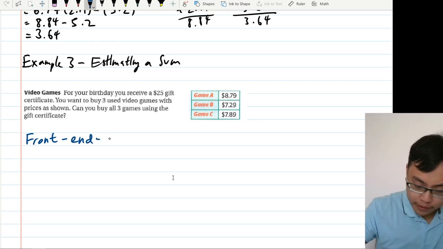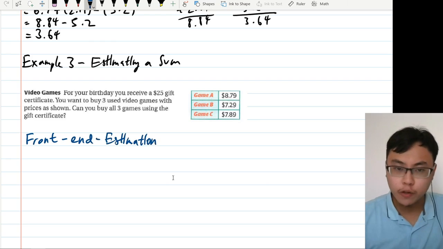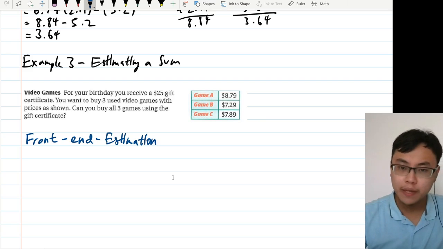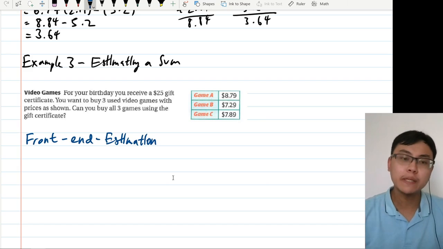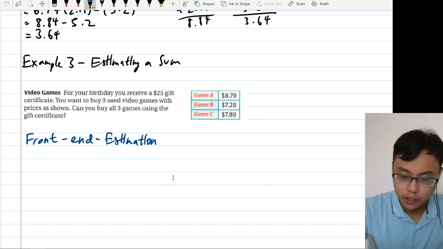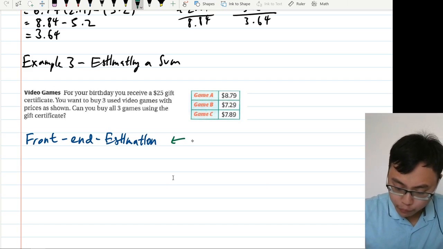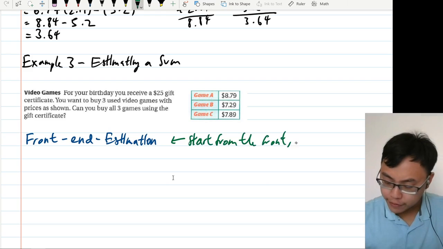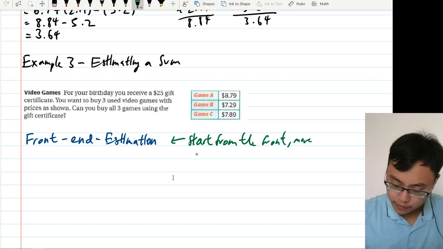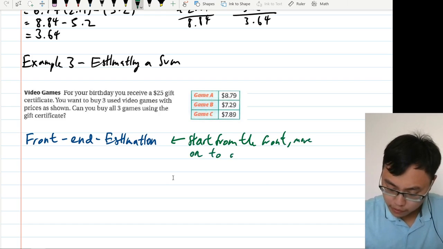Front end estimation. What this means is we're going to start with the first digit, or the ones place. We're going to add those all up, and then we're going to add the first decimal places all up. And then maybe if we have another decimal place, we're going to estimate the last one, okay? So front end estimation means that we're going to start from the left, start from the front, and then move on to decimal places.